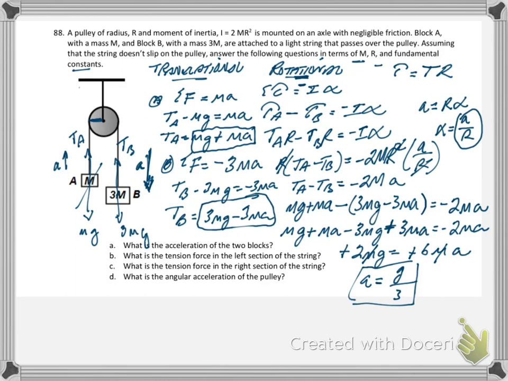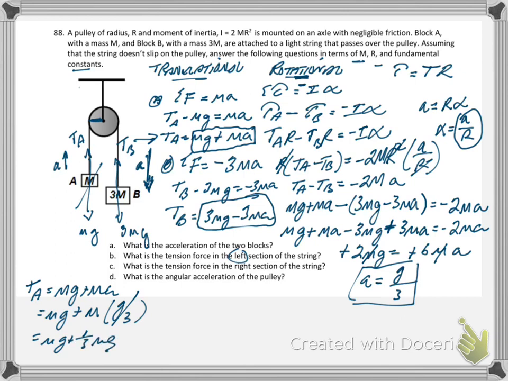So for B, what's the tension force in the left section? Solving for that, we need this equation here. Ta equals mg plus ma. Now acceleration we said was g over 3. So that's like saying mg plus 1/3 mg. We can say mg is times 1, which is 3 over 3. So we're going to have 4/3 mg for the answer for B.